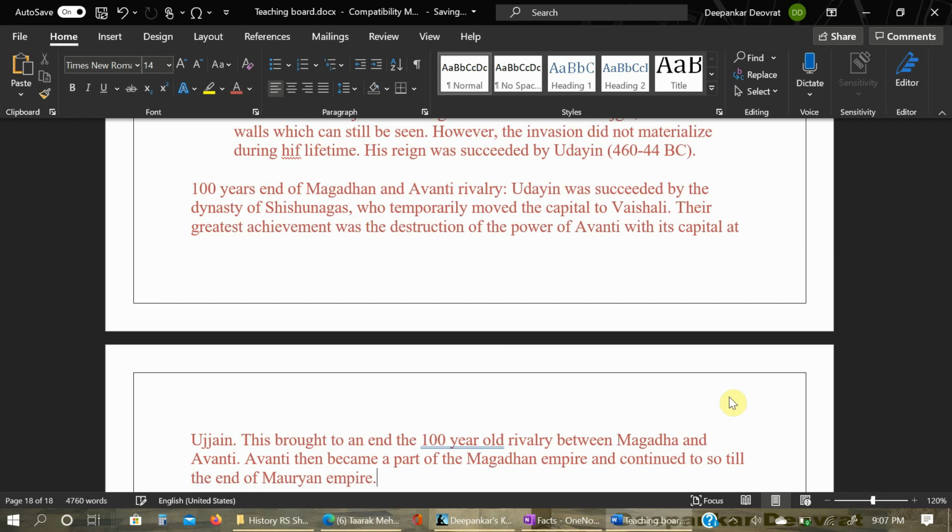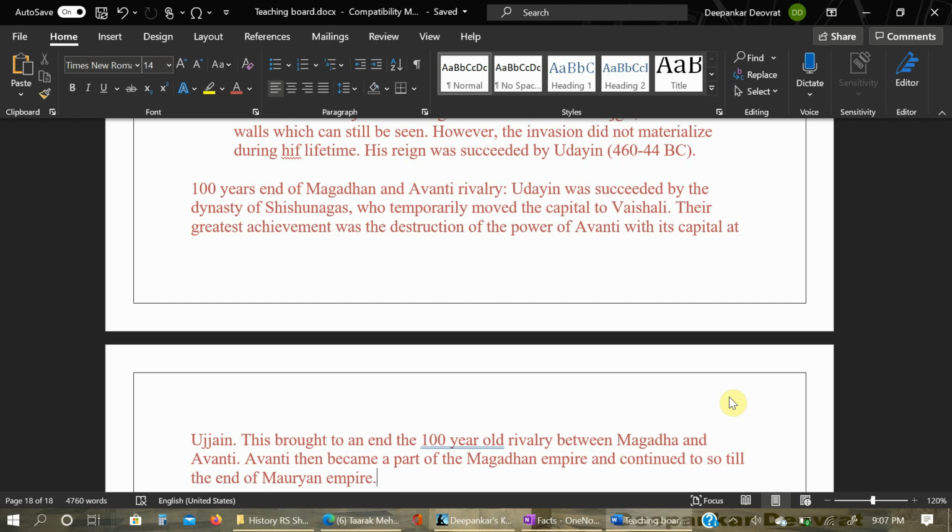And again the Shishunagas were succeeded by the Nandas, who proved to be the most powerful rulers of Magadha. So great was their power that Alexander, who invaded Punjab at that time, dared not move to the east because of them. The Nandas extended the Magadhan Empire by conquering Kalinga, from where they brought an image of the Jina as a victory trophy. All this took place during the reign of Mahapadmananda.